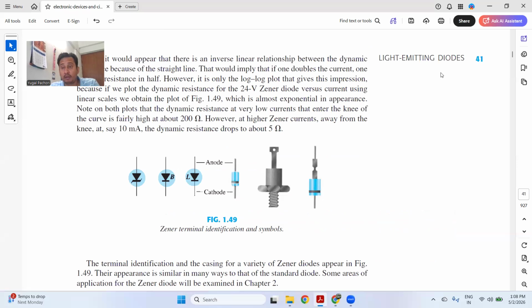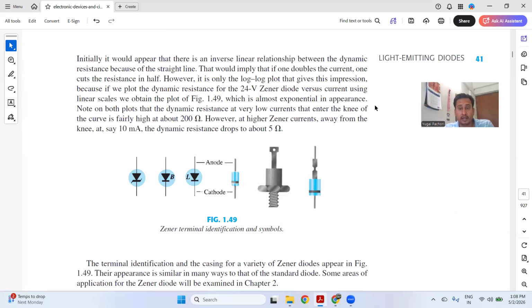Now, we are coming to a new topic that is known as the LED.